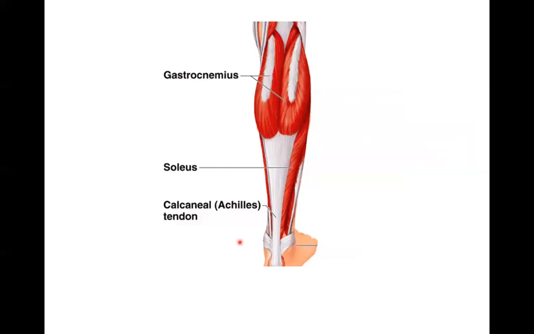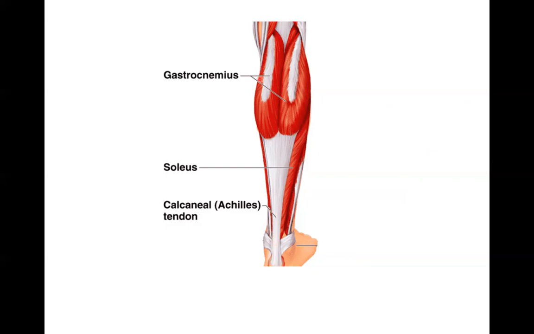Last but not least are the muscles of the posterior surface of the leg. These are the muscles that make up the calf. The first one is the Gastrocnemius. This is more superficial. It's 2-headed. It has its origin at the femur, the medial and the lateral condyles, and its insertion down on the calcaneus, that heel bone, by way of the calcaneal or the Achilles tendon.